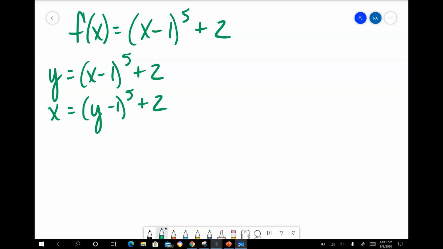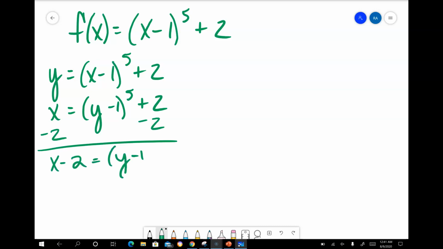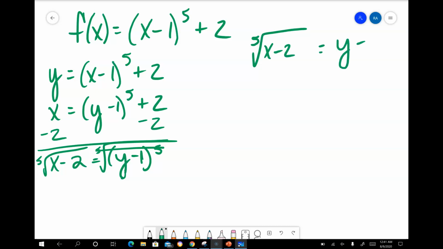Now let's solve. Subtract the 2. x minus 2 equals (y minus 1) to the 5th. Here we have to get rid of that exponent first because everything's inside. Remember, you got to get rid of the outside first. So remember you took the cube root of a cube, so we're going to take the 5th root of the 5th power. I'm going to rewrite it because it's a little nasty. So the 5th root of x minus 2 is equal to y minus 1.